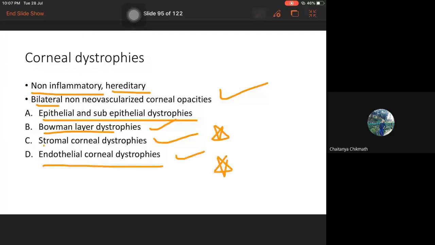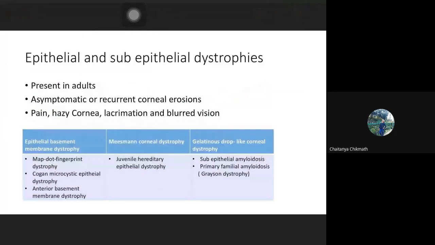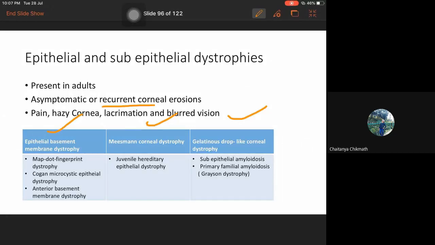So coming to epithelial or subepithelial dystrophies, if you take any epithelial or subepithelial dystrophy, all three will either be asymptomatic or cause recurrent corneal erosions. And whenever there is a recurrent corneal erosion, they will have pain, redness, excessive watering, and they can have blurred vision.